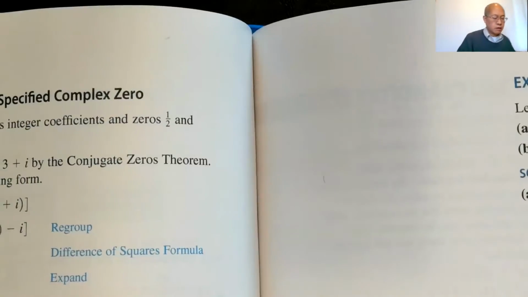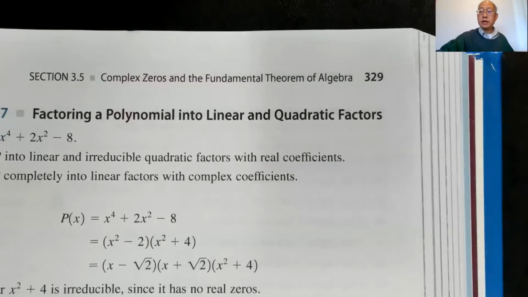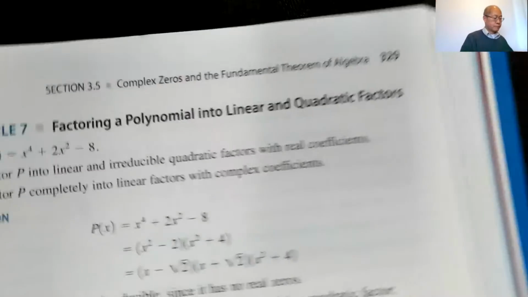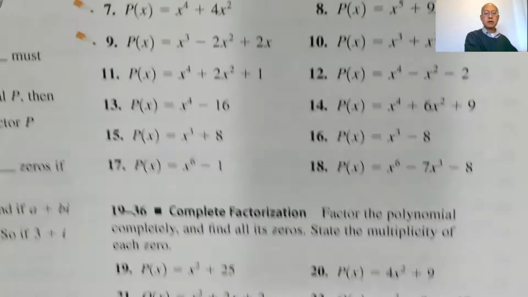This is section 3.5. So our problems are 7 through 63 odd. So let me share those with you right now. The 3.5 is on page 329. Starting with problem 7. So we're doing complete factorization now, it looks like.